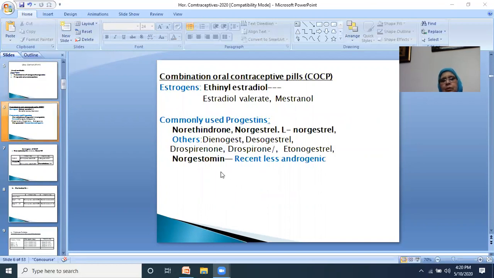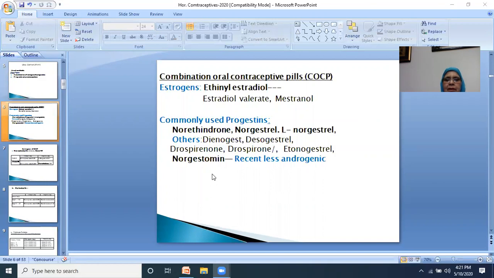Let's see what these combination oral contraceptives are. They contain both estrogen and progestins. The most commonly used estrogen is ethinyl estradiol. Apart from these, estradiol valerate and mestranol are also used. Then commonly used progestins are norethindrone, norgestrel, L-norgestrel.